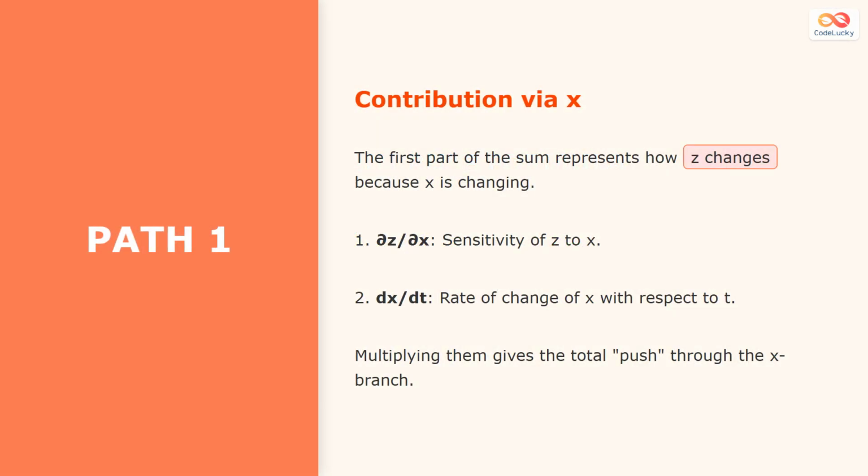Let's look at the first path. This term represents the contribution via x. We multiply the partial derivative of z with respect to x by the derivative of x with respect to t. This tells us how much changes in t affect z through the x variable.